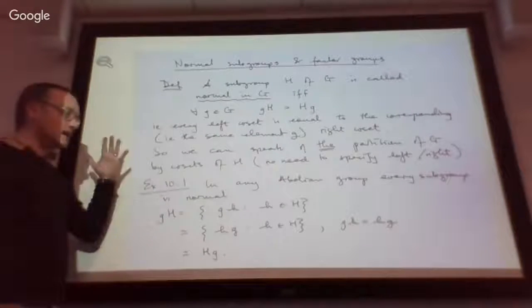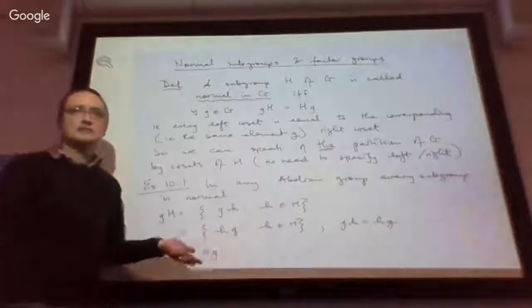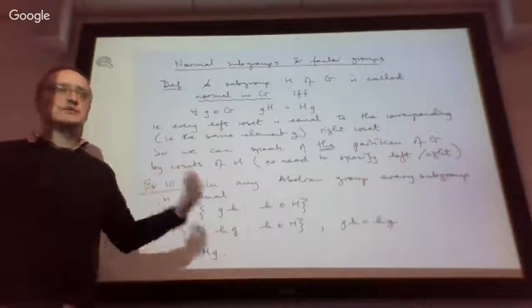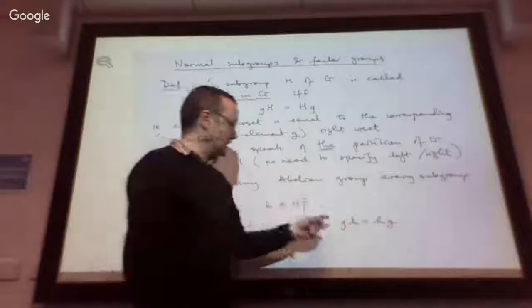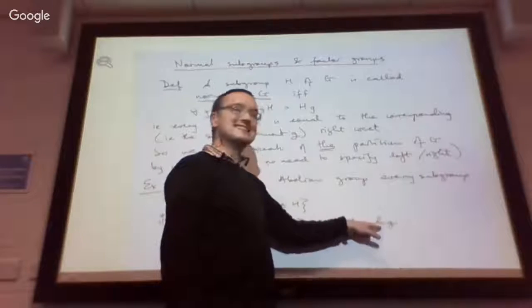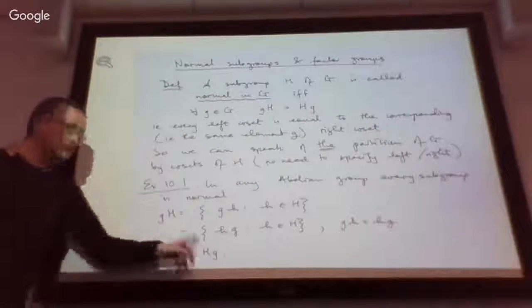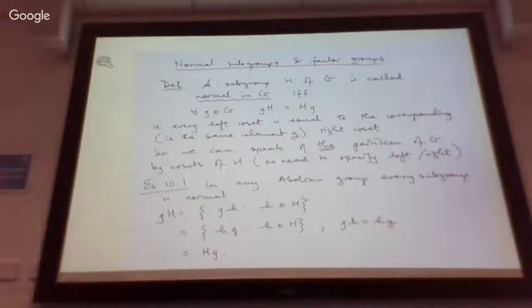But in abelian cases, something much stronger holds. Everything commutes with everything else. Every element commutes with every other element. So in particular, every g times little h is equal to exactly the same h times the same little g. So the left coset is always the same as the right coset.